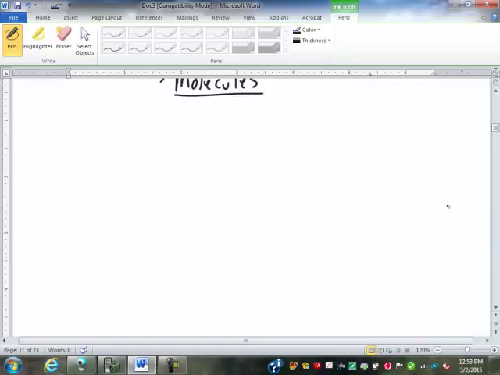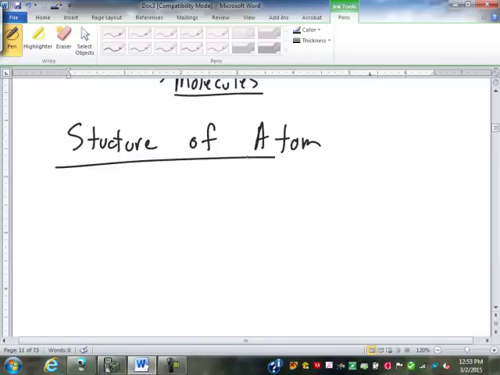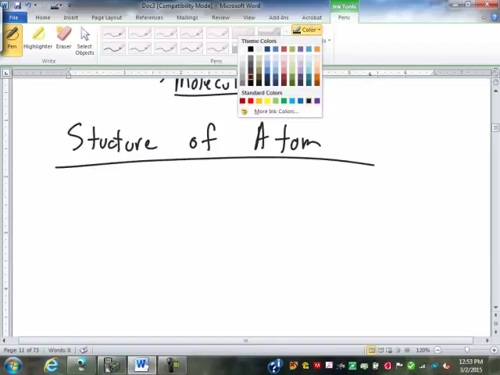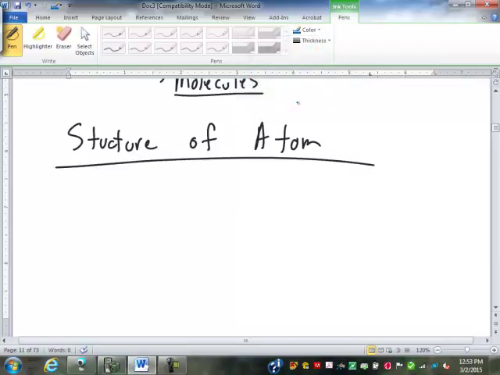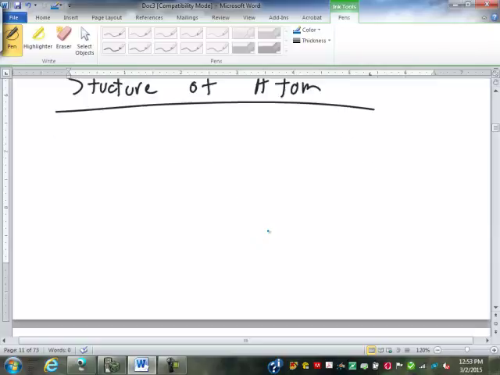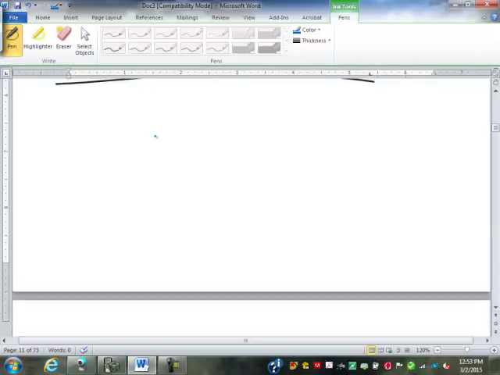So we're going to start today looking at the structure of an atom. We talked about it a little bit in the video we watched last week. But the structure of an atom determines its chemical properties. Now, an atom has two main parts to it. There's two main portions or locations of the atom.